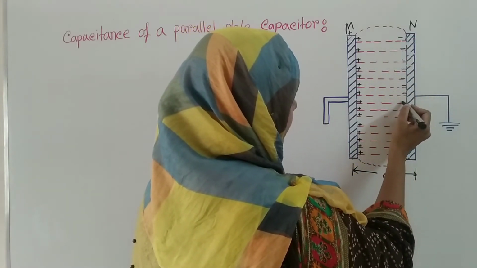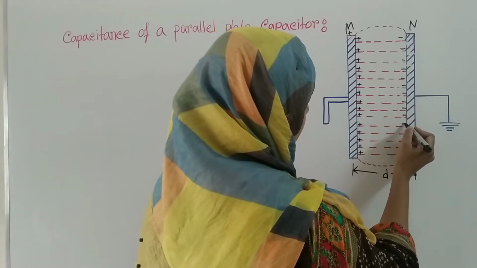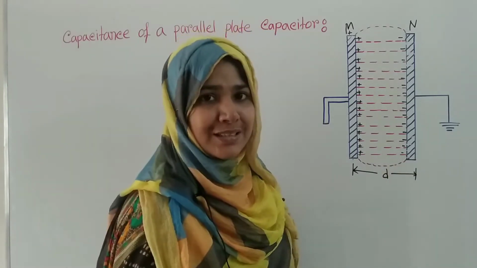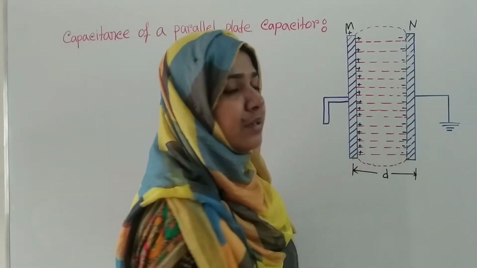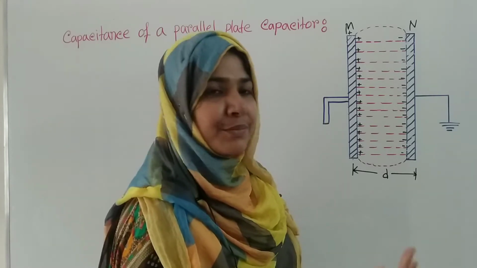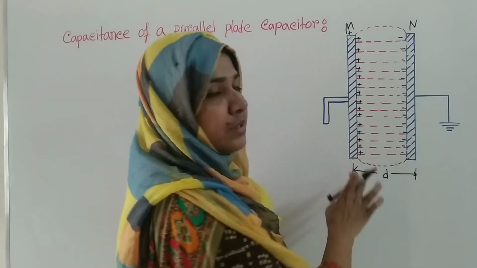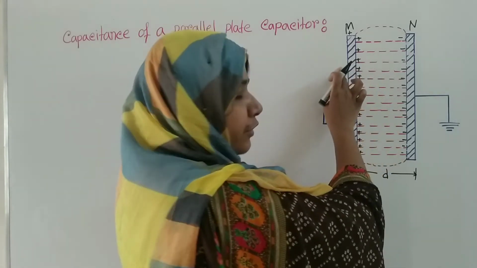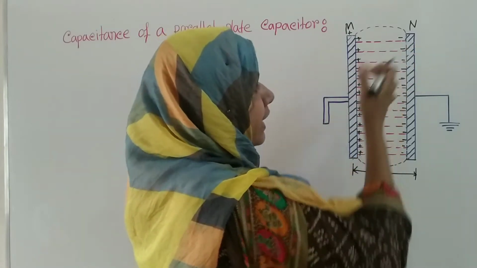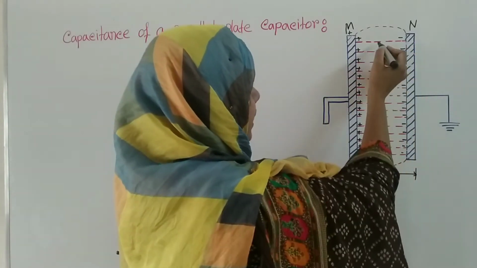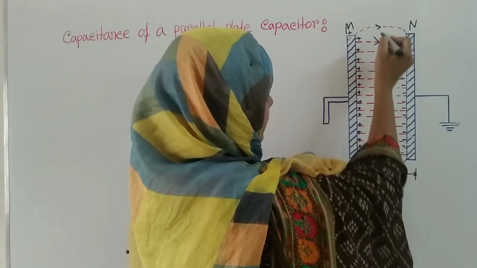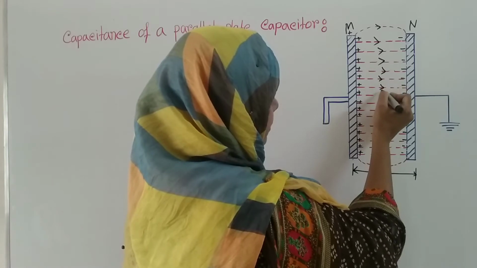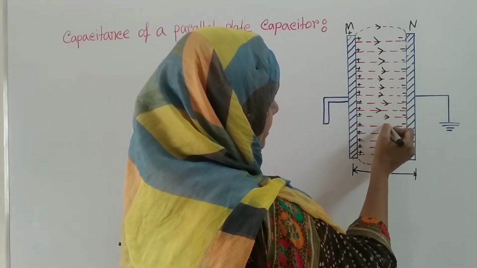As all the negative charge gathers here, and as you can see that the distance between these two plates is very small, the electric lines of force act perpendicularly, and they start from plate M and terminate at plate N. So this will be the direction of the electric lines of force between these two parallel plates.